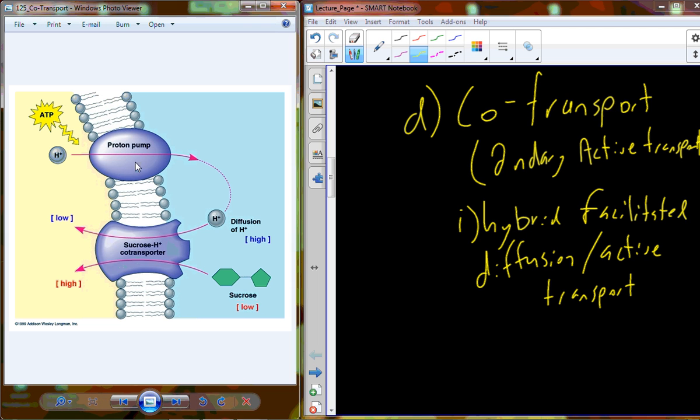So I have my active mechanism here. I have my facilitated diffusion mechanism here. I pump out a proton against its concentration gradient, spending a little bit of ATP. And then the concentration gradient that's created, high concentration here, low concentration here, allows that hydrogen to diffuse down its concentration gradient. And the energy of diffusion in this particular facilitated diffusion protein allows sucrose, a relatively large molecule, across the membrane. I just spent basically an ATP molecule to make it happen, whereas if I was trying to move sucrose across directly, that would require more energy.